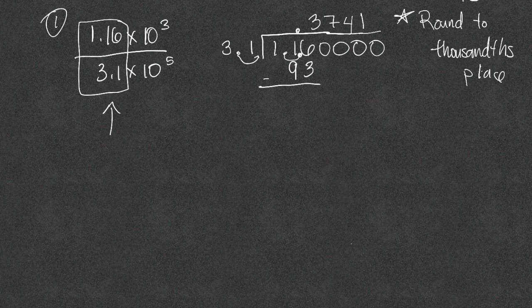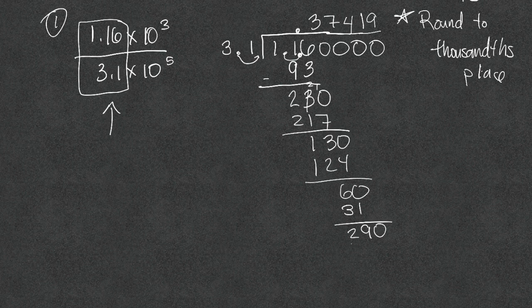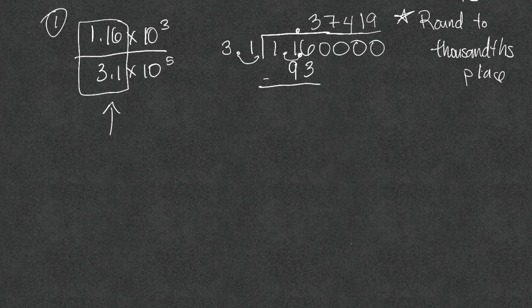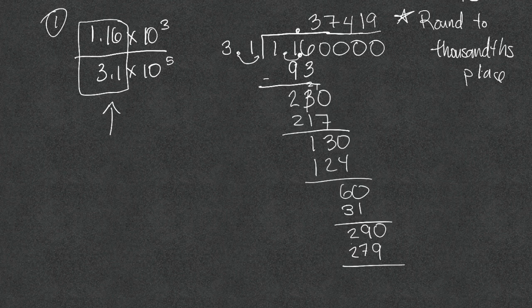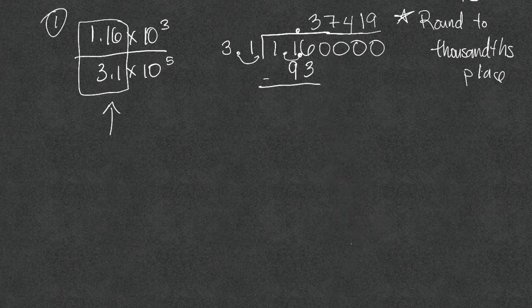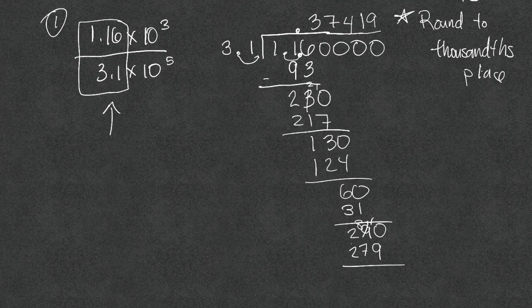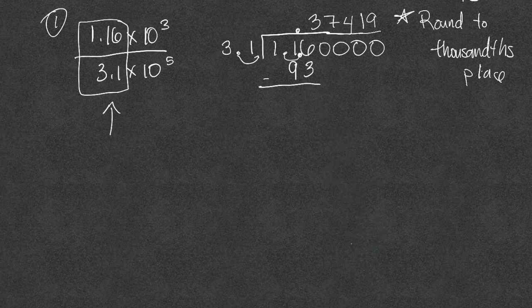Oh, 29 is almost 31, so I'm going to try 9. 9 times 1 is 9. 9 times 3 is 27. That looks pretty close there. And of course we borrow, knock on that door, and we have 11. Okay, I'm going to stop there. So that should give me a decent thousandths place value.